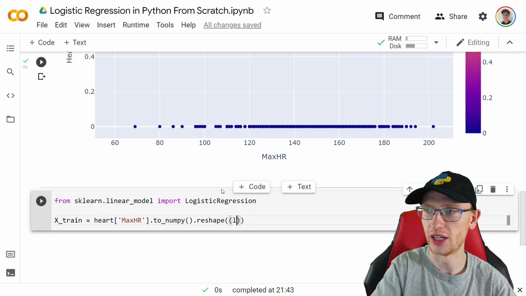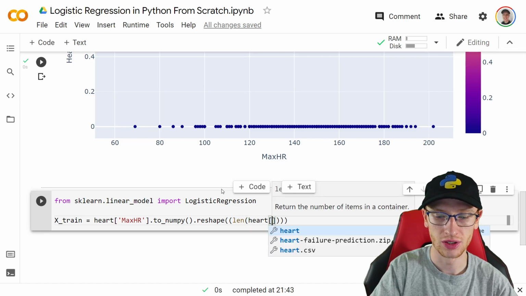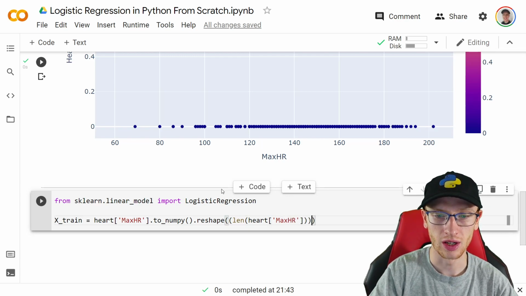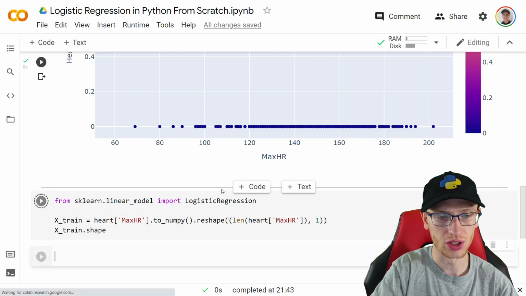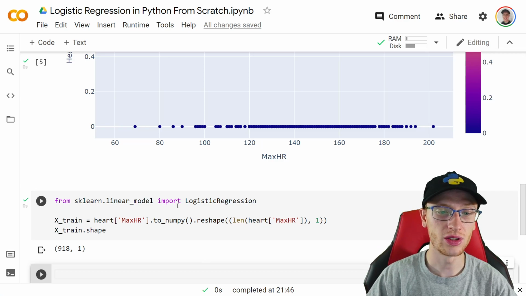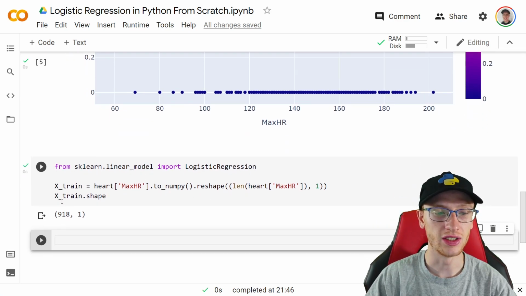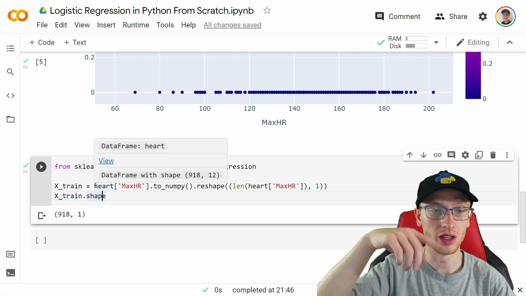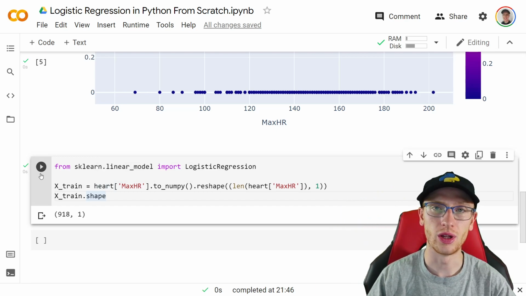And actually, in case that happens to change, I'm going to grab the length of heart sub max heart rate. It should actually be the same, but that's fine. Just give it that shape with the length of that and 1. Okay, and just to make sure that that's right, we have xtrain.shape is 918 by 1. This is generally how we feed into scikit-learn models: a NumPy array with the x, we call it xtrain, like a matrix basically, a table, rows and columns, but without column names. And so 918 by 1, we just have one input variable, so that's why it's that shape.